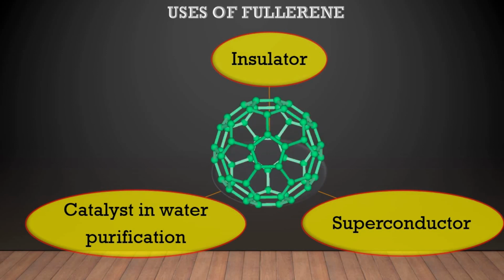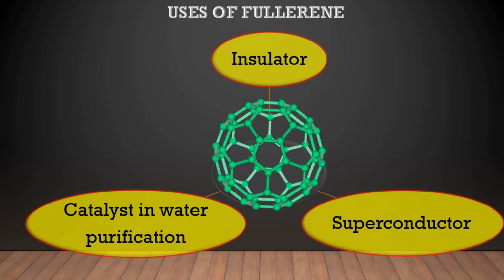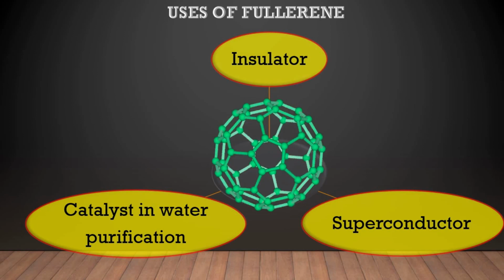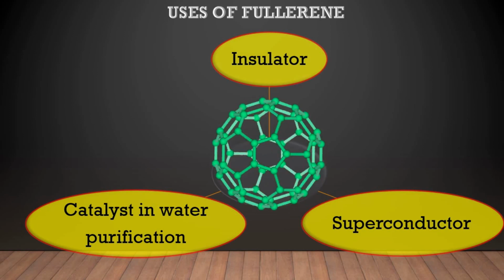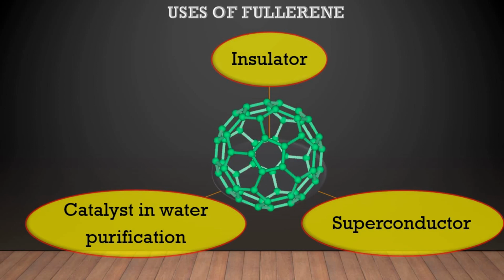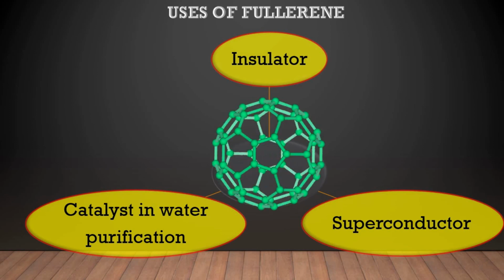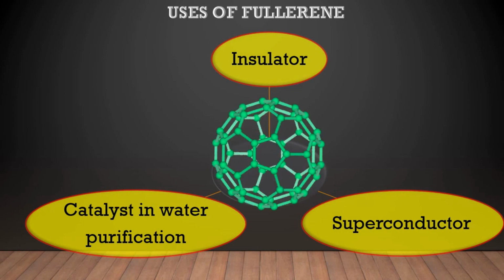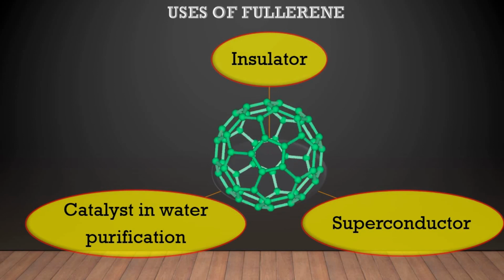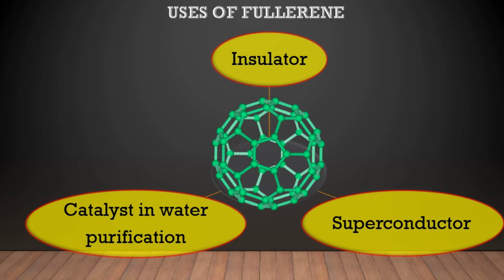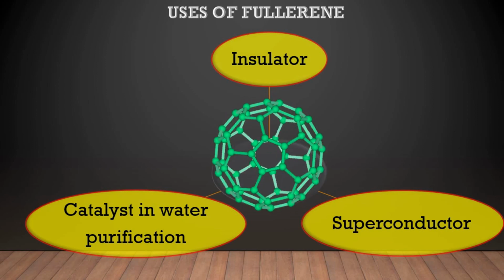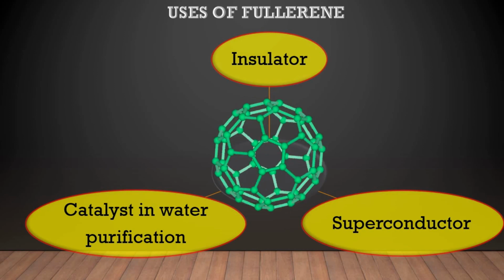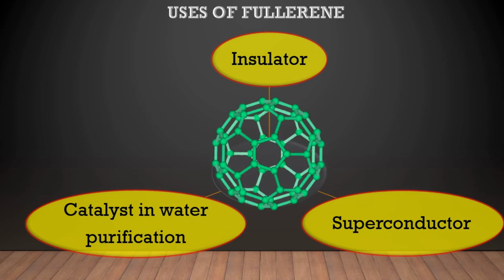At a certain temperature, fullerene exhibits superconductivity. When pressure is applied to the fullerene, the intermolecular distance gets shortened and the electrons start moving and the fullerene is transformed into a metal and exhibits superconductivity. Fullerenes are also used as a catalyst in the water purification process as it has the ability to oxidize organic contaminants present in the water, and also it helps to inactivate microbes in the dirty water.